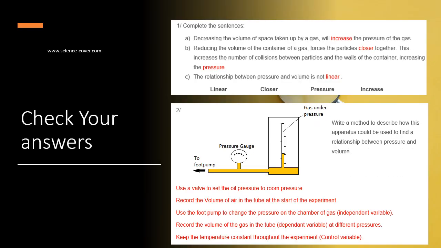Let's check our answers. Decreasing the volume of space taken up by a gas will increase the pressure of the gas. Reducing the volume of the container of gas forces the particles closer together. This increases the number of collisions between particles on the wall of the container, increasing the pressure. The relationship between pressure and volume is not linear. So the missing words are increase, closer, pressure, and linear.